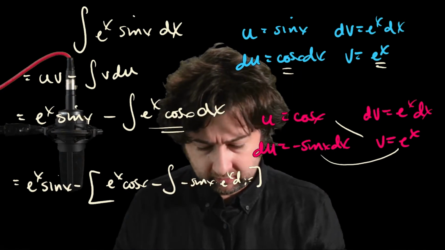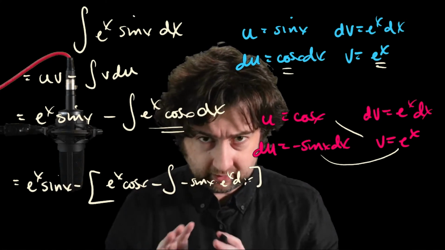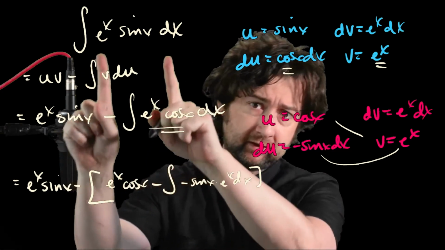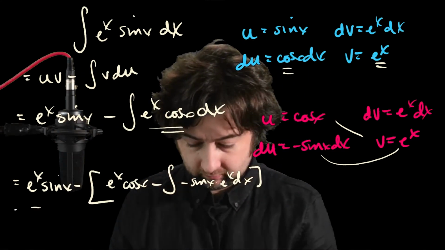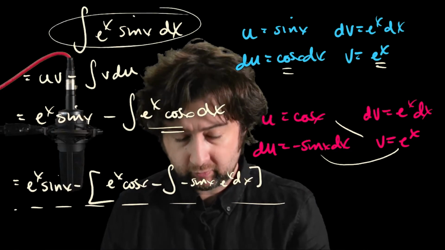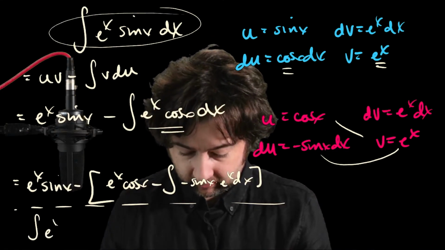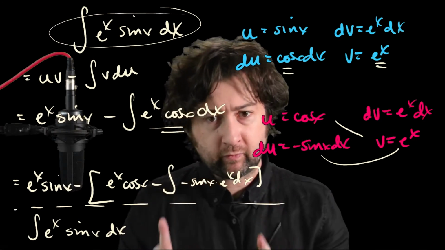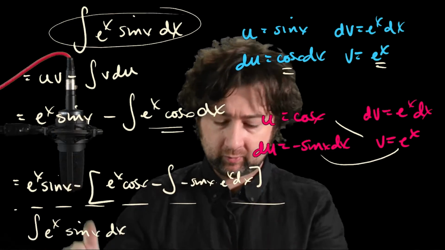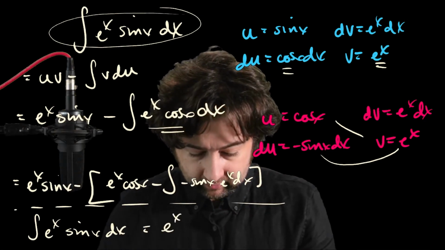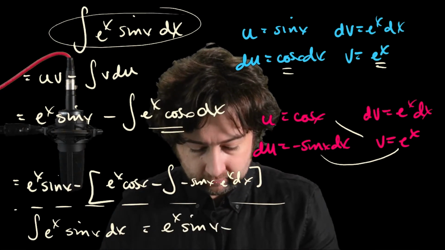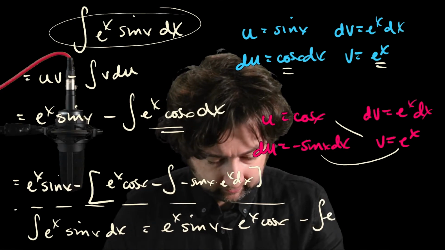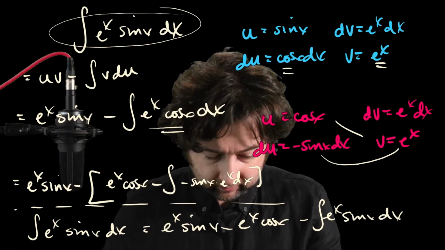And I'm going to write this out in full form here so I can show you exactly what we've got. Remember that this chain of equalities has this on the left-hand side. So this thing was what we started with, the integral of e to the x sine x dx. And what we've arrived at on the right-hand side is this giant expression, which looks like this. E to the x sine x minus e to the x cosine x minus the integral of e to the x sine of x dx.